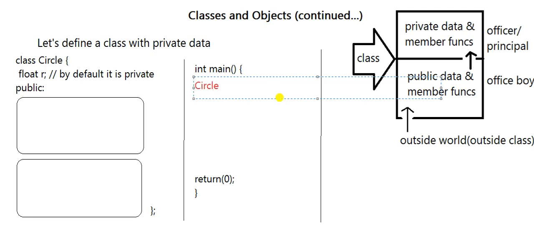You know how to create a circle object. Circle C1, if I say so, one object is created. C1 is a variable of type circle, so that's what we say, C1 is an object. Okay, this C1 must be initialized.